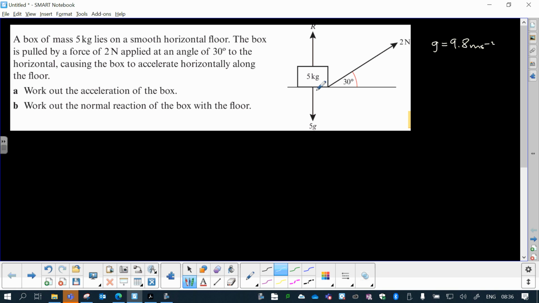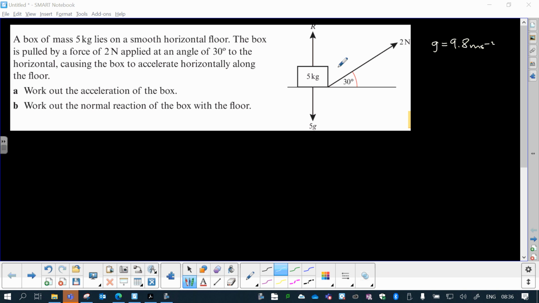And the weight always goes directly down the page, always directly down the page. And the reaction always goes perpendicular to the surface that the object is sitting on. Right, and that's important because they're not always opposite each other, as we'll see in a minute. And then we've got this 2 newtons, which goes off at an angle.